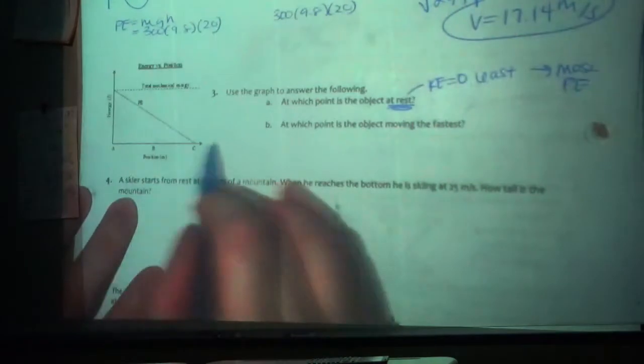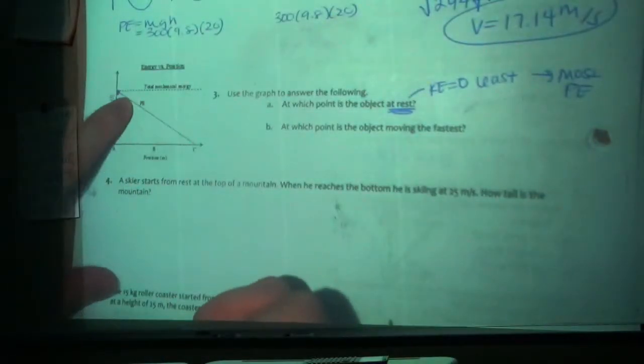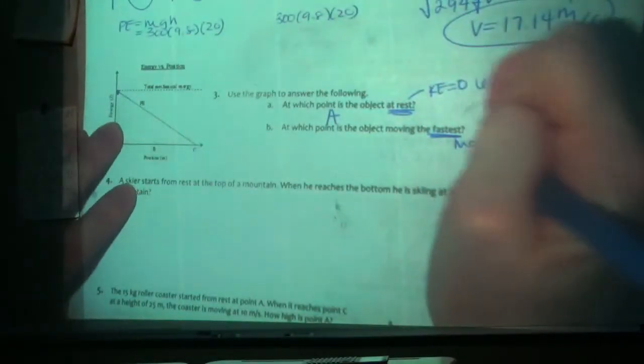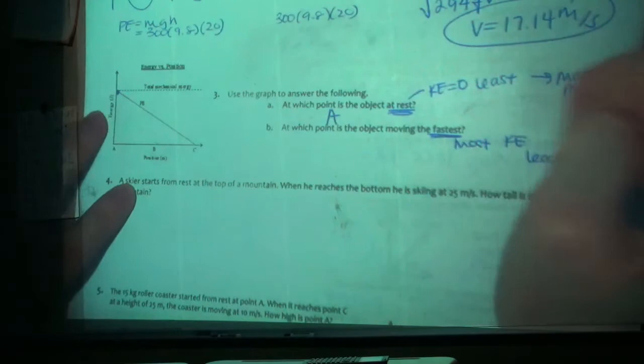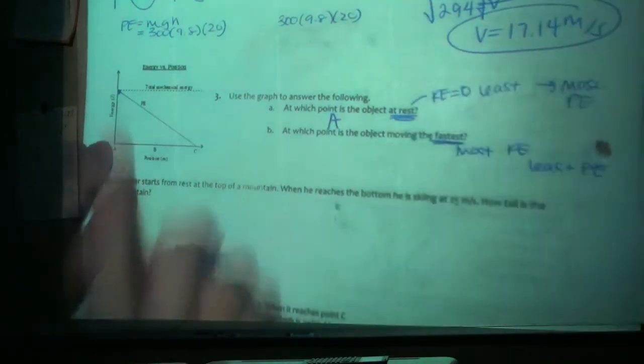So where you have the most potential energy is this point at the biggest potential energy graph, so that was point A. Where it's moving the fastest is where you have the most kinetic, which means you have the least potential. So you just go to the graph. The potential was least at point C.